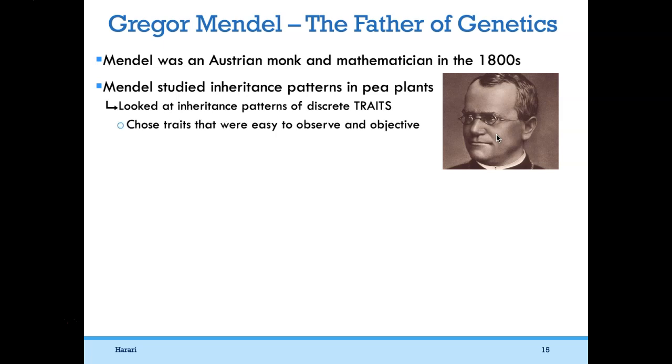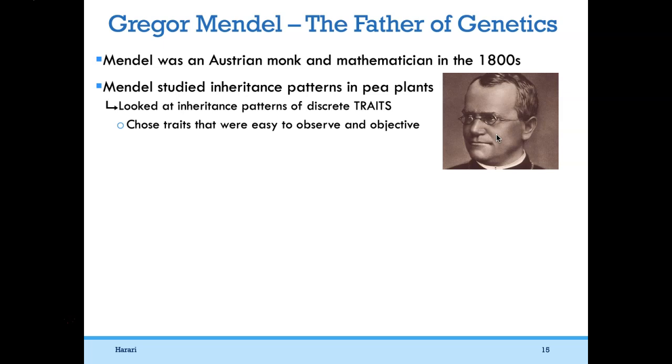What this means is he chose traits that were very easy to observe and that were objective. So he looked at pea plants that were either green or yellow, tall or short, right? Round or wrinkled. These are discrete traits. It's either or. Very objective. It's not really up for interpretation.